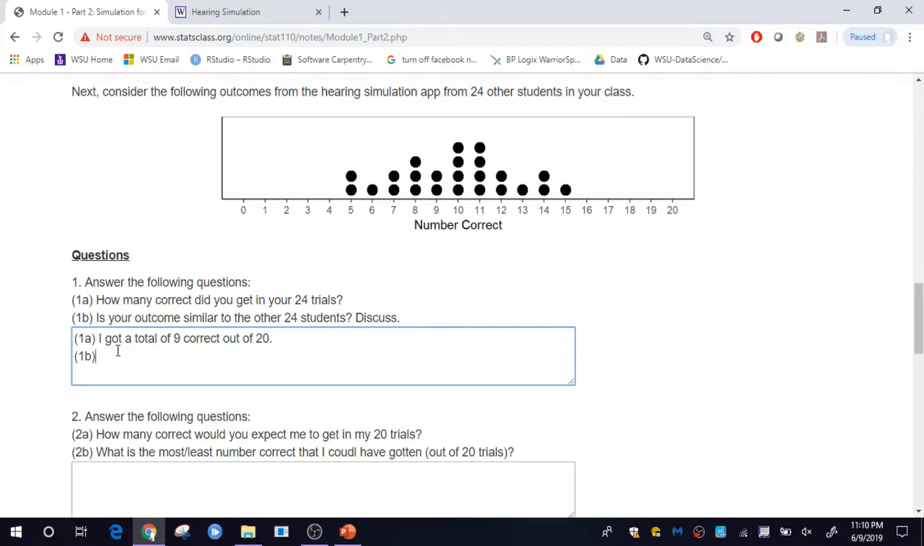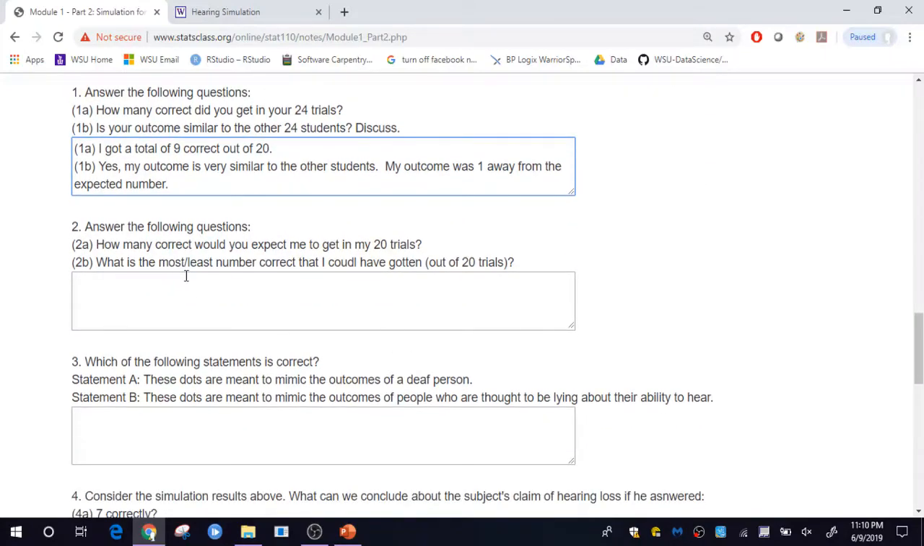So I got a total of 9 correct out of 20. Is your outcome similar to the others? Yes. My outcome is very similar to the other students. My outcome was 1 away from the expected number. How about the second question here? How many correct would you expect me to get in the 20 trials?